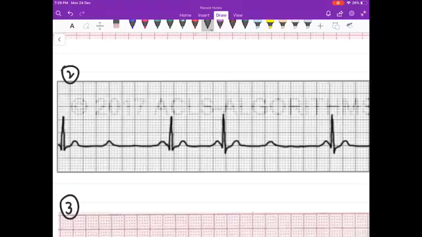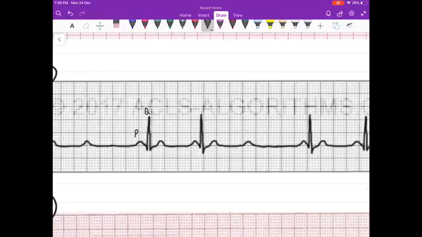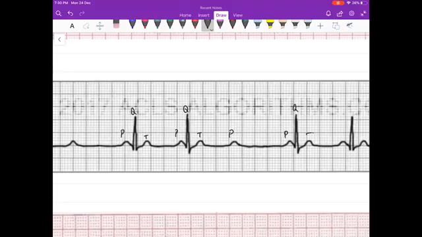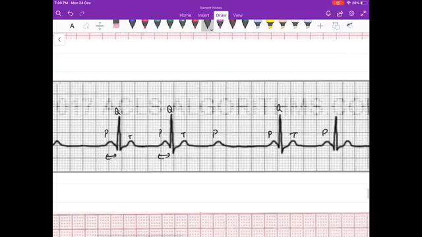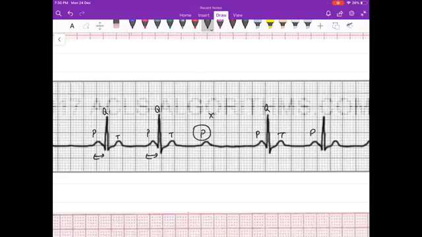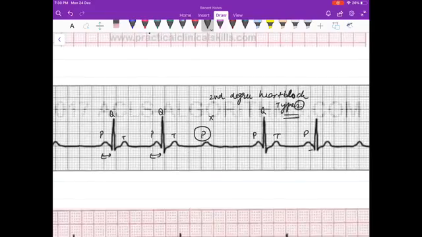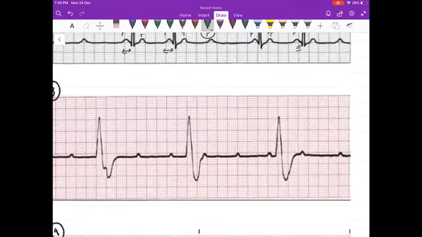Moving on to the next ECG, we will first mark the P waves, Q wave, QRS, T wave, P, QRS, T, P. So friends, we see that PR interval is constant. But we see that this P wave is not followed by QRS. So it is a second degree heart block, type 2. Why is it not type 1? Because in type 1 the PR interval is gradually increasing.